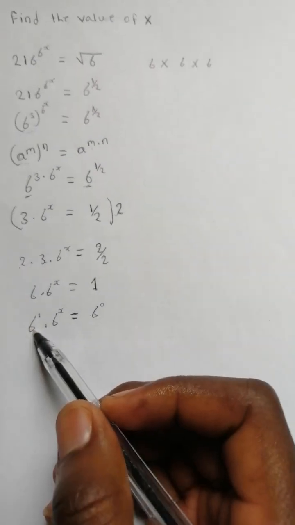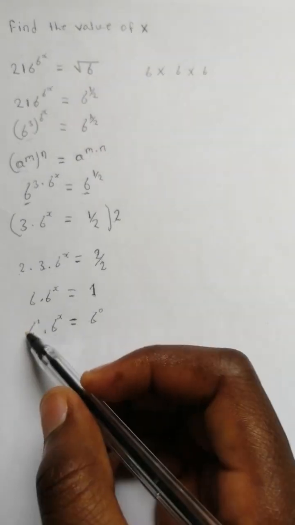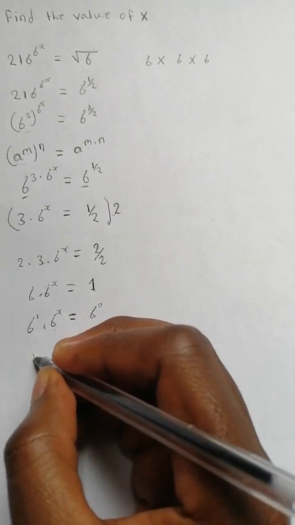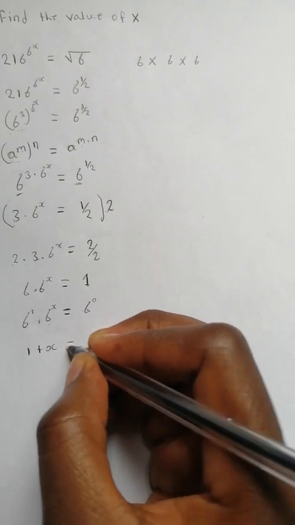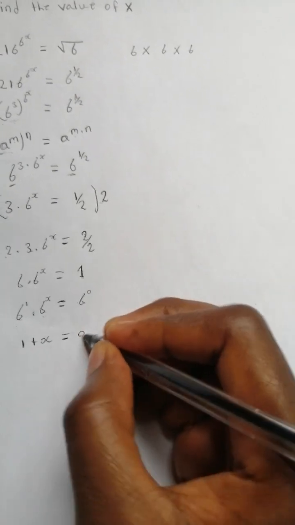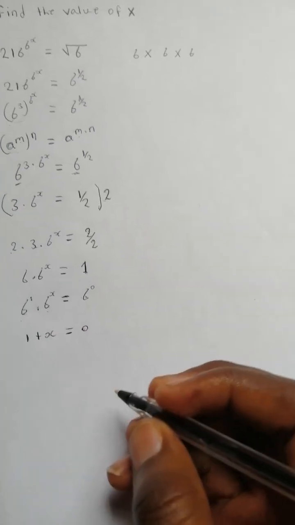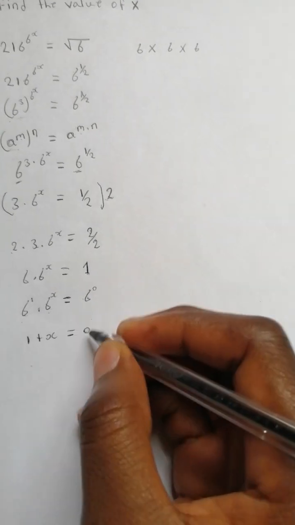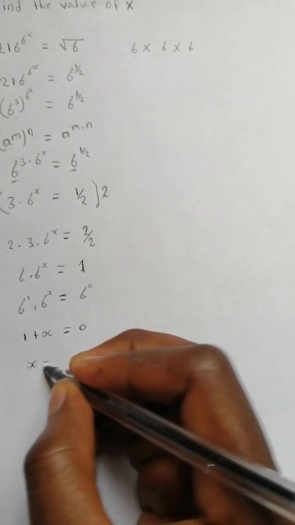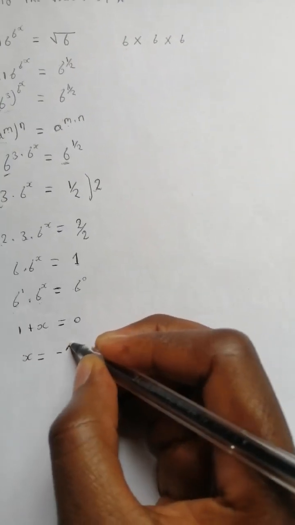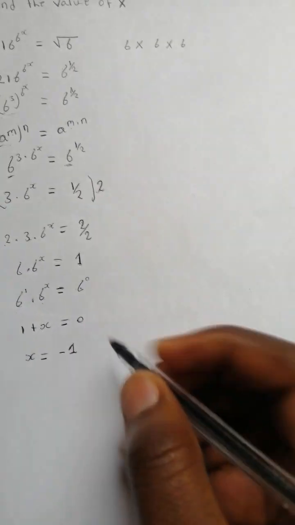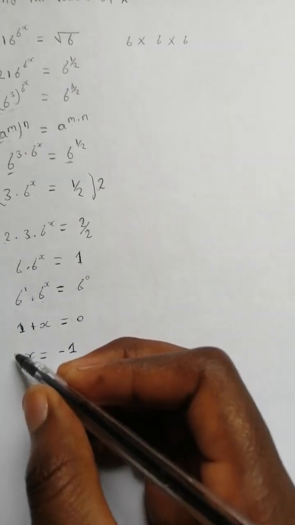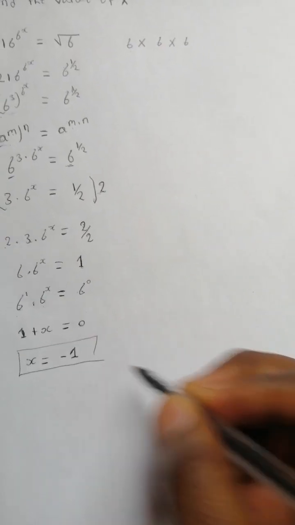So here notice that we are dealing with multiplication. Whenever you have the same bases and you are dealing with multiplication, you have to add the exponents. So it will be 1 plus x is equal to power 0 here like that. After this, we're going to take this 1 to the other side of the equation. So x is equal to negative 1. It will change the sign from positive 1 to negative 1 like that. So therefore x is equal to negative 1.